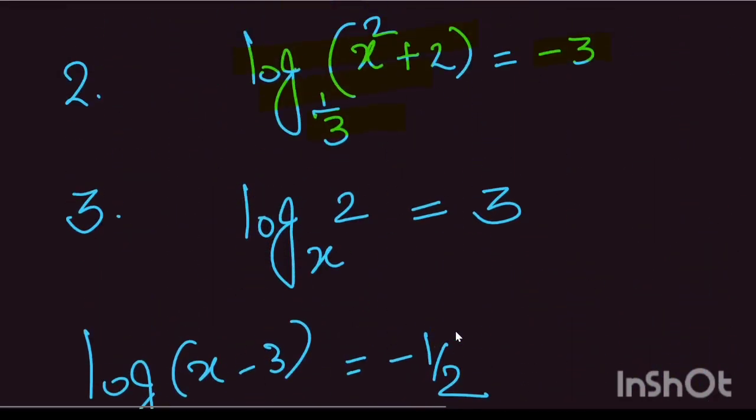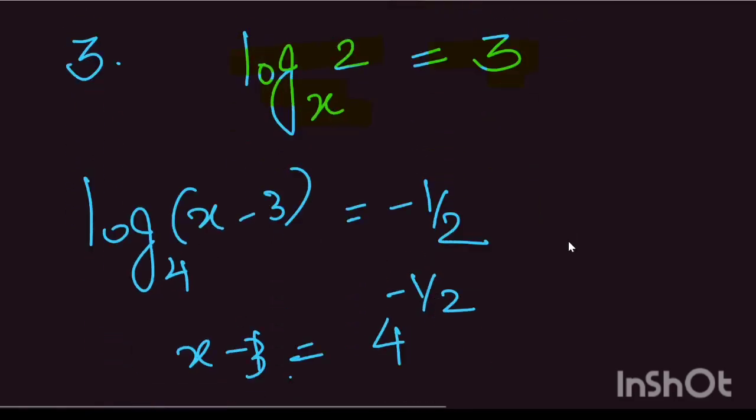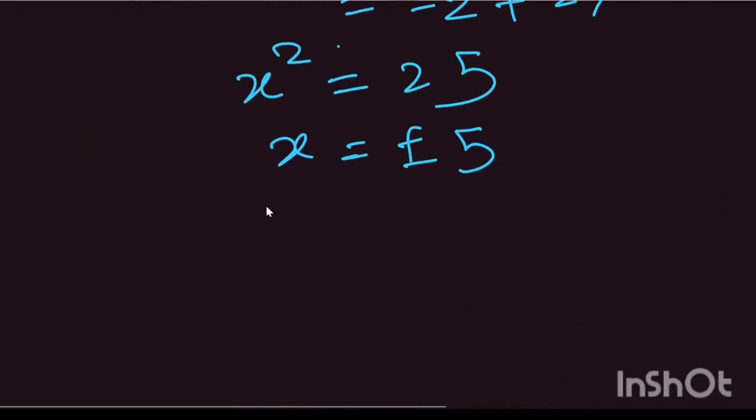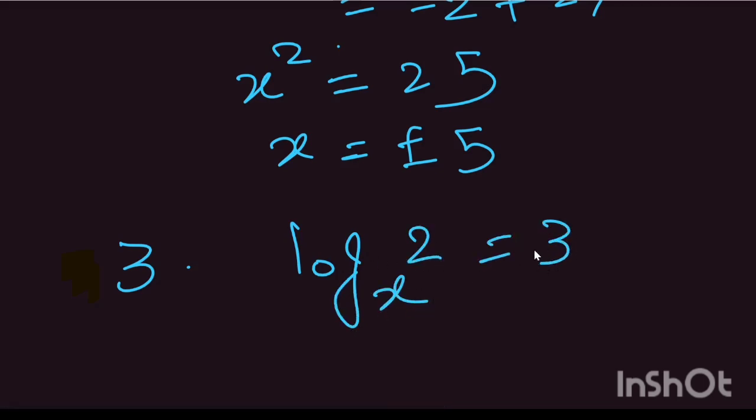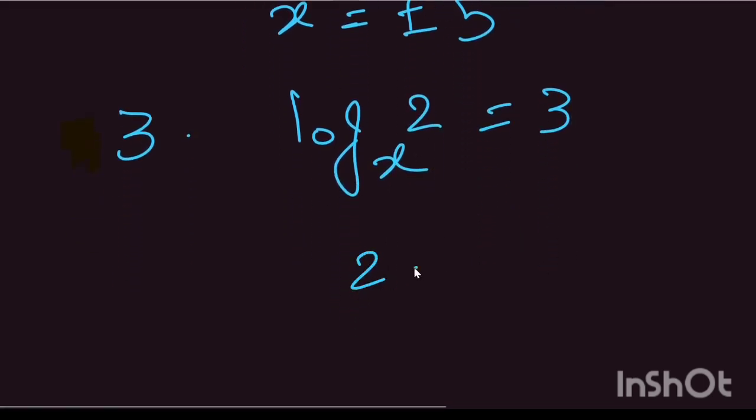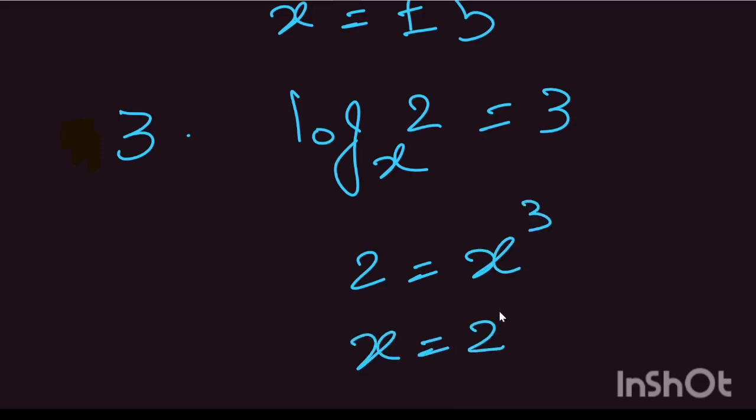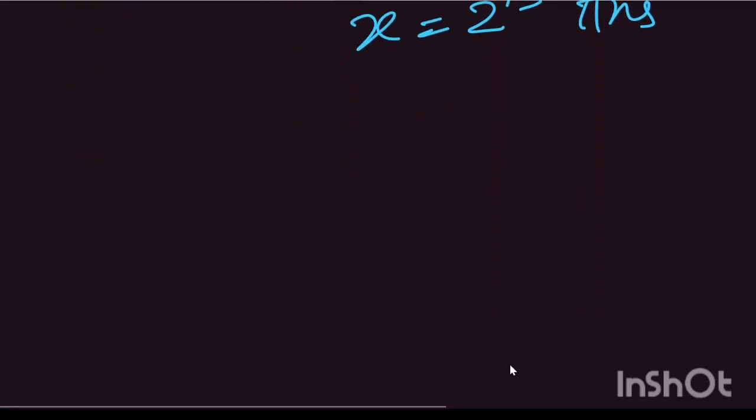Now the third one, log 2 base x is equal to 3. So x will come out, it will push 3, it becomes x cube. So what is x now, guys? So x is 2 to the power 1 by 3. That would be the answer, guys.